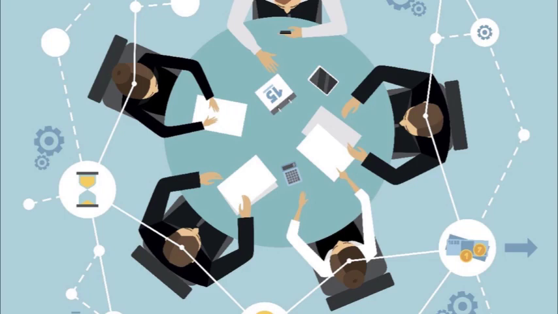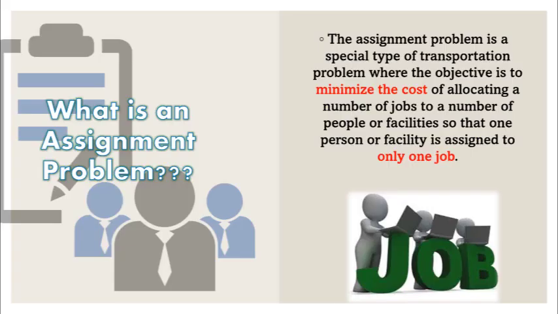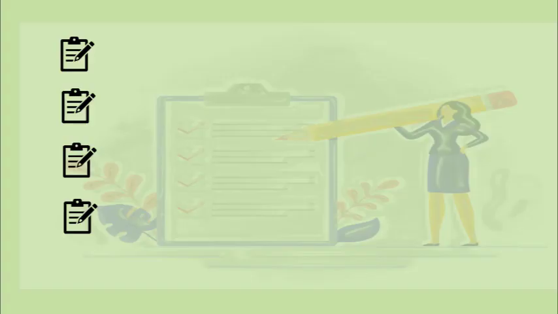Now, we are going to discuss how optimization is used in the assignment problem. The assignment problem is a special type of transportation problem where the objective is to minimize the cost of allocating a number of jobs to a number of people or facilities so that one person or facility is assigned to only one job. For example, imagine that a company needs to complete 4 simultaneous research projects.